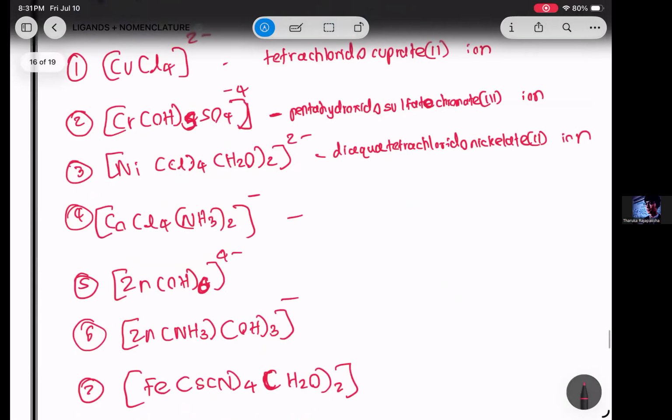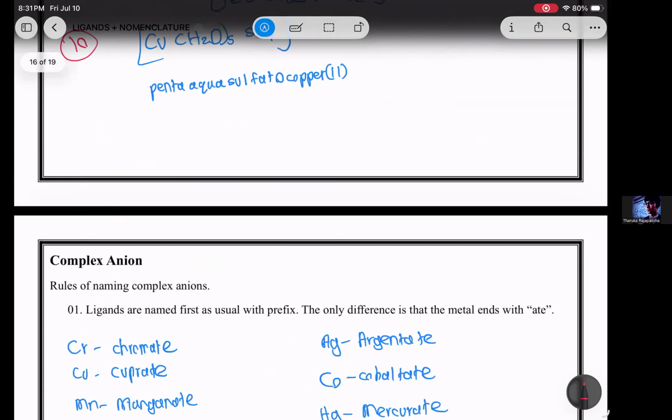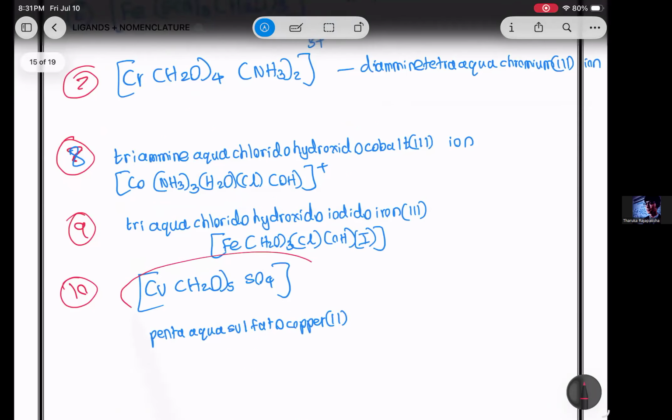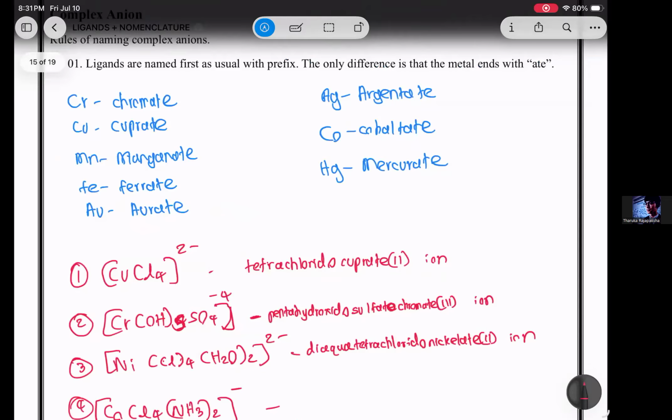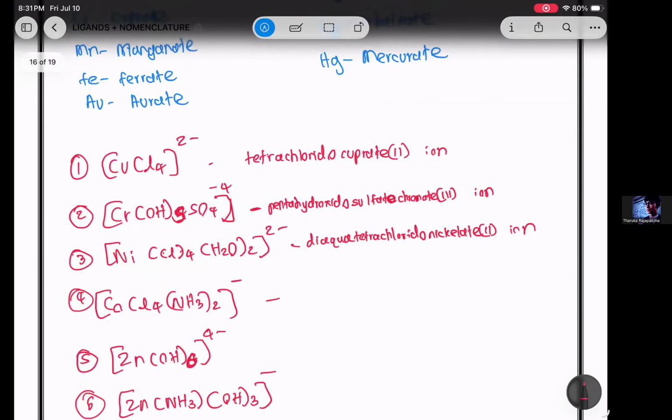Now, you write nickelate, chromate, cuprate only if there's a negative charge for the anion. When you have a neutral ligand, you can't consider it as negative and write cuprate. You just write the cationic one. So you write the cationic one when you have a neutral ligand. For negatively charged complexes only, you are using nickelate, chromate, cuprate, and so on.